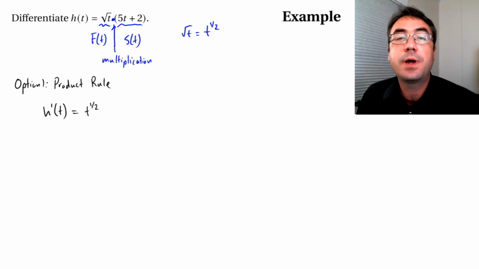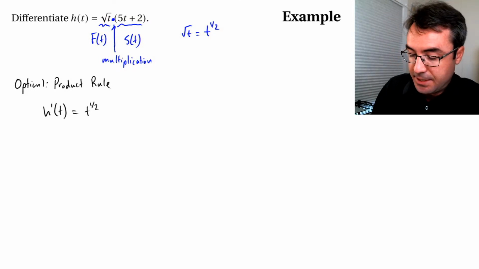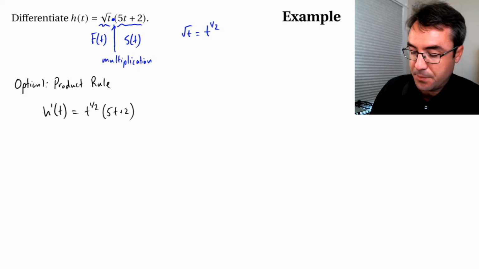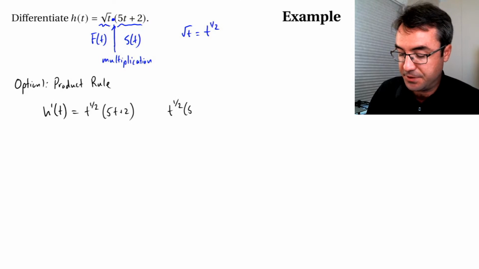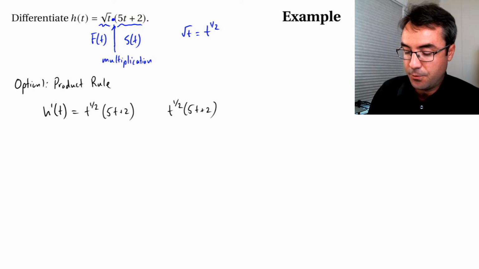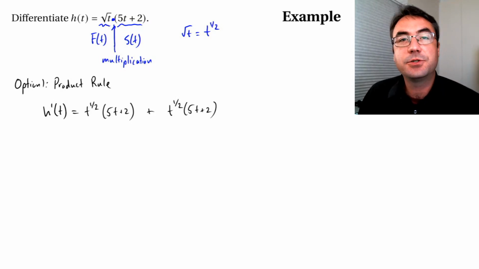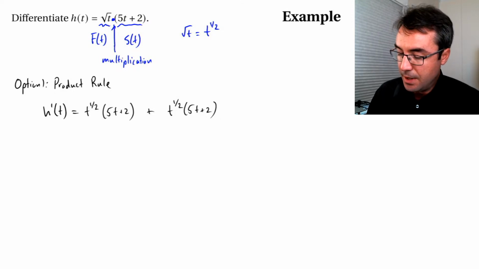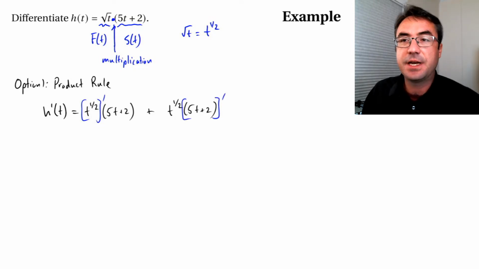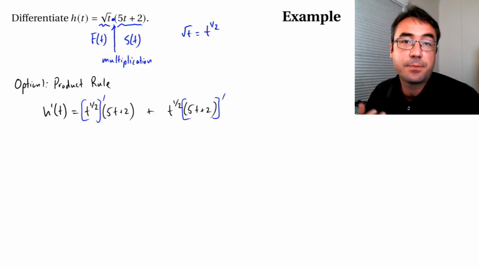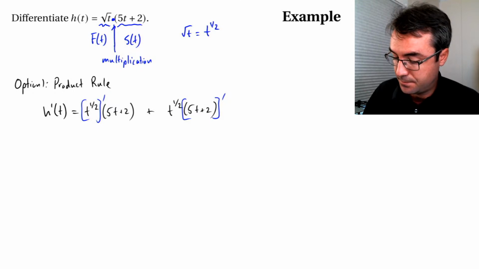So we're going to write down two copies of our product. T to the 1/2 times 5t plus 2. Then we'll write down a second copy, t to the 1/2 times 5t plus 2. We put a plus sign in the middle of our two copies. In the first copy, we apply the derivative to the first function. In the second copy, we apply the derivative to the second function. And that's the product rule.